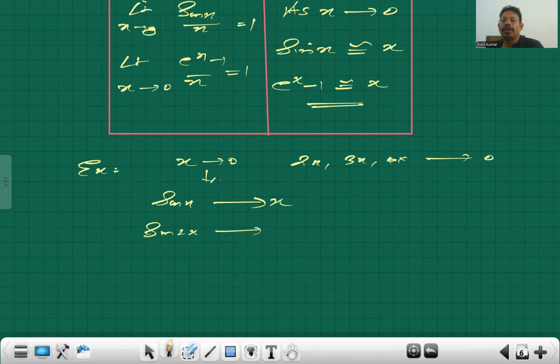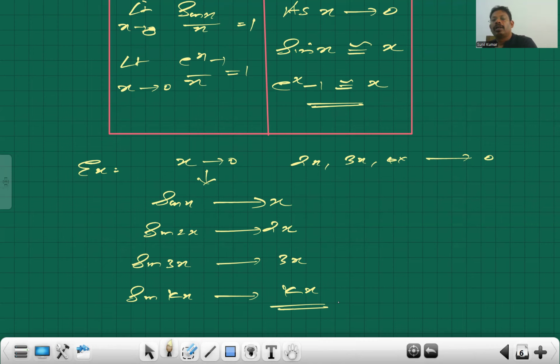This is the situation. Whenever x is tending to 0, sin x is approaching x. Then what about sin 2x? It will approach 2x. Now sin 3x will approach 3x, or sin kx will approach kx. This way we can simplify this type of limit questions. So the same situation, let me tell you.